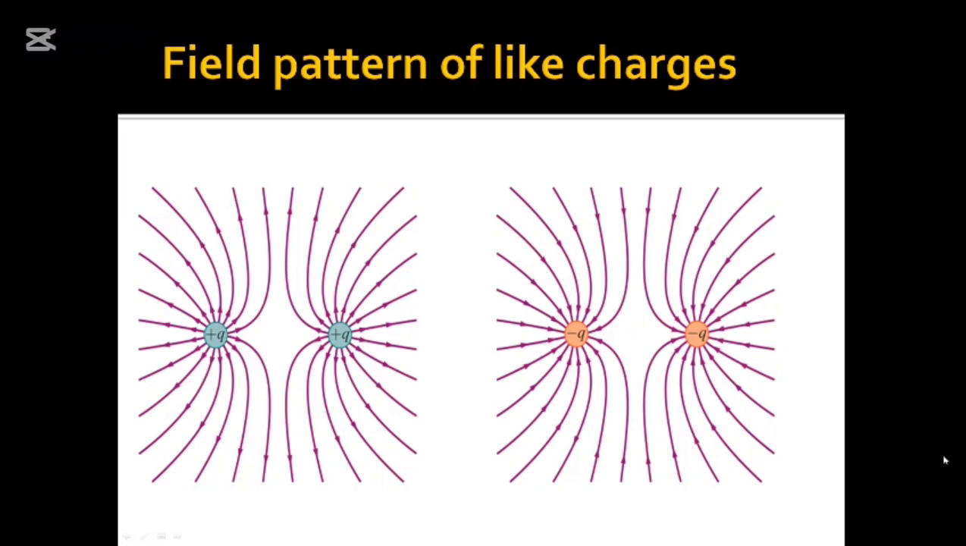Now, what is the difference? If you see positive, positive, you can see all the arrows are going out. If you see negative, negative, you can see all the arrows are going in. But the pattern is the same. And why is it the same? In these two systems, what is happening here is repulsion. There is no attraction here.